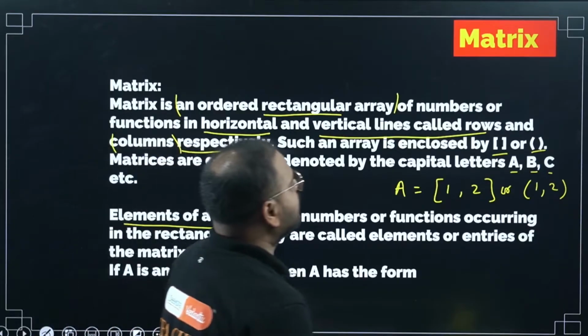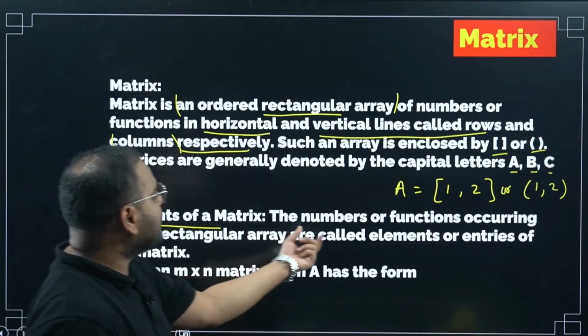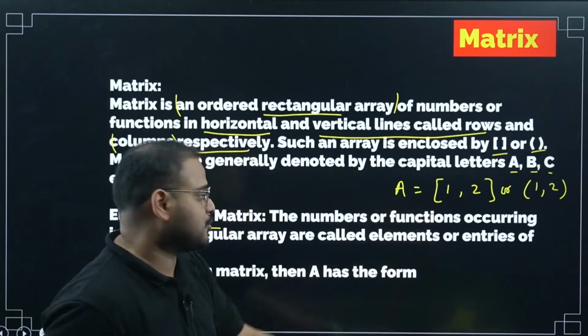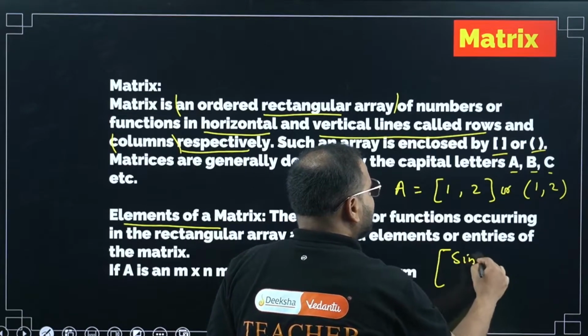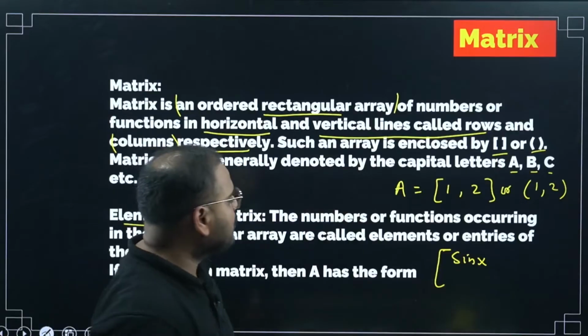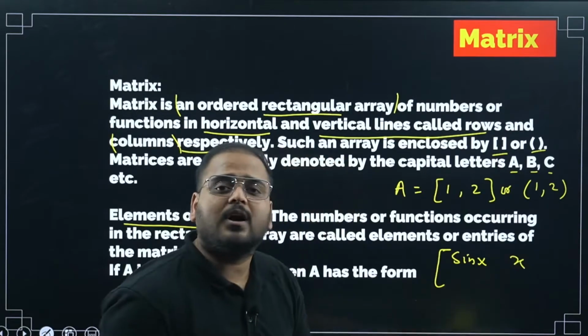The values that we are putting here. So 1 and 2 will be called the elements of the matrix. Elements of the matrix are numbers or functions. I can put functions also. Have you not seen this kind of questions? Sin x. These are what? A function, no? Trigonometric function. Or I can put just a linear function x. I can put a quadratic function.